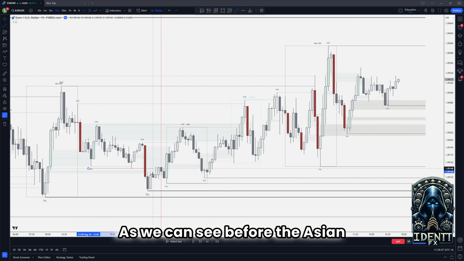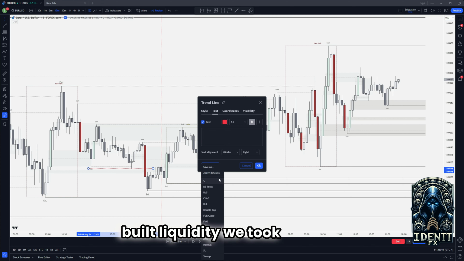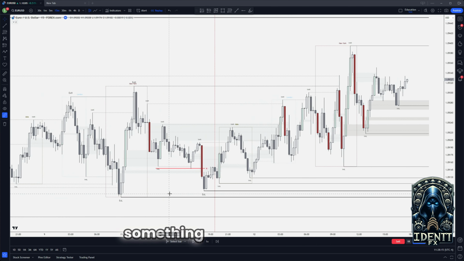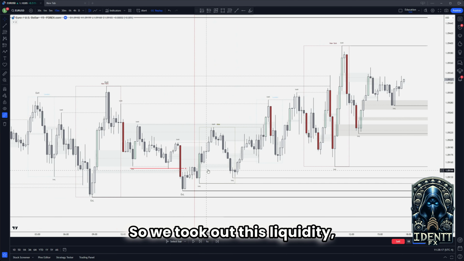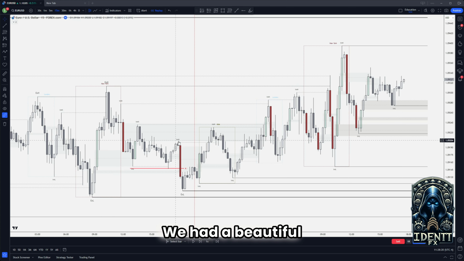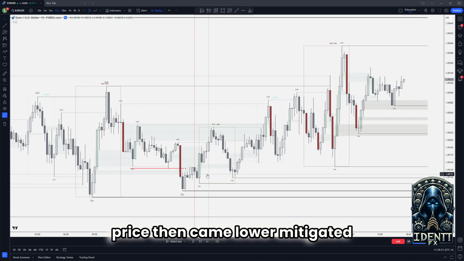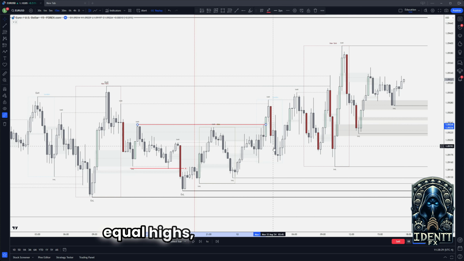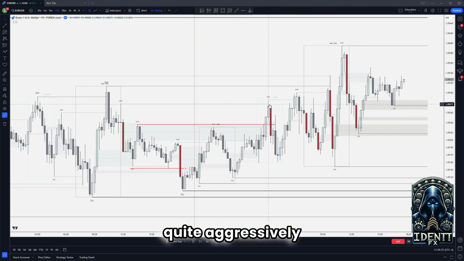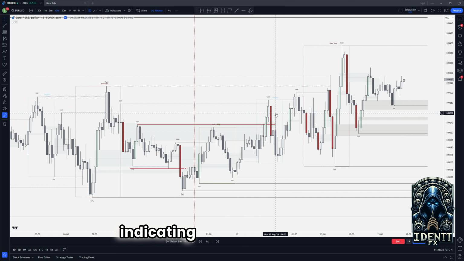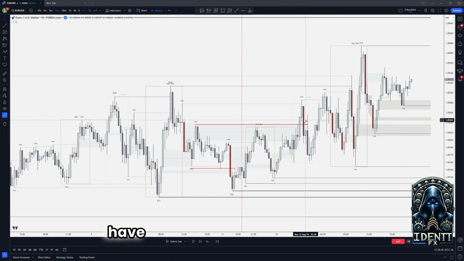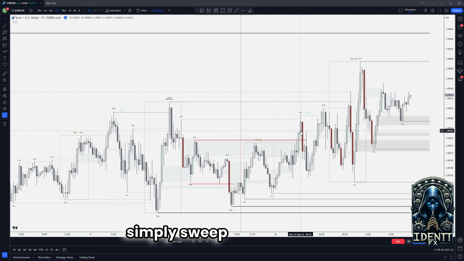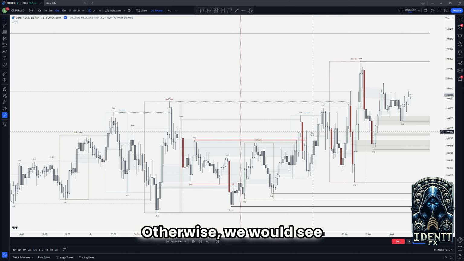As we can see, before the Asian session started, we basically built liquidity. We took out that liquidity. That is not something that we could trade, but that is something that we could see, right? So we took out this liquidity, price then went higher. We had a beautiful market structure shift. Price then came lower, mitigated this order block, started running higher. And then here, what we can see is that we had relative equal highs, but we didn't sweep it. Instead, what did we do? We actually ran above it quite aggressively during that London session, indicating that price wanted to move higher. Because again, we have established that if we do not simply sweep and tap above, that price is likely going to want to continue moving higher, right? Otherwise, we would see an explosive reaction.